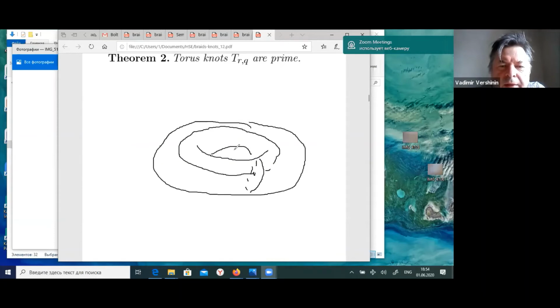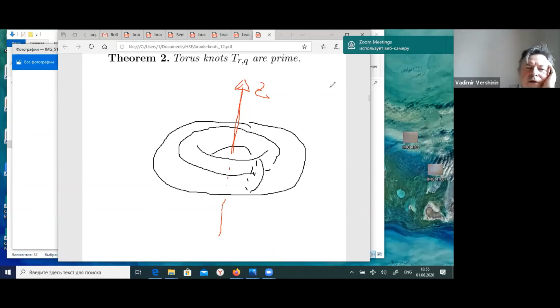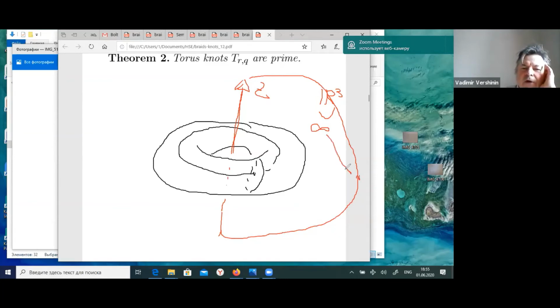So, let us consider this line. Say it will be the XZ axis, right? And everything here we are living in our R3. Then consider now the complement of this filled torus. This line lies in the complement. Now add the infinity point. So this line will become a circle, right? Here somewhere there is the infinity point.